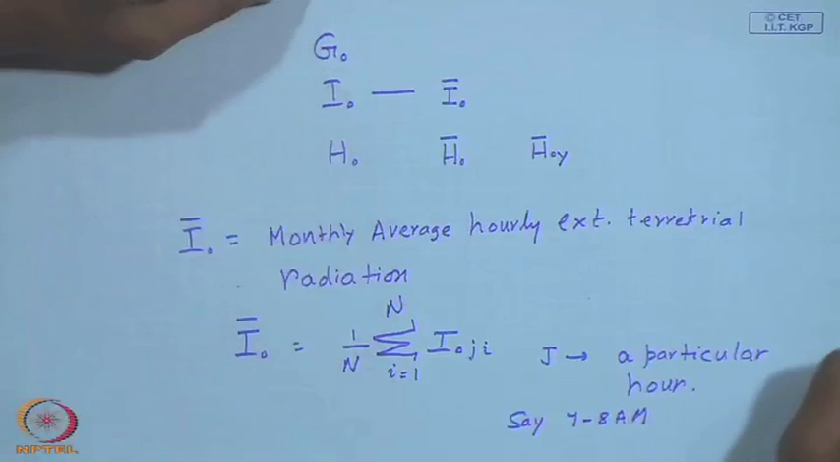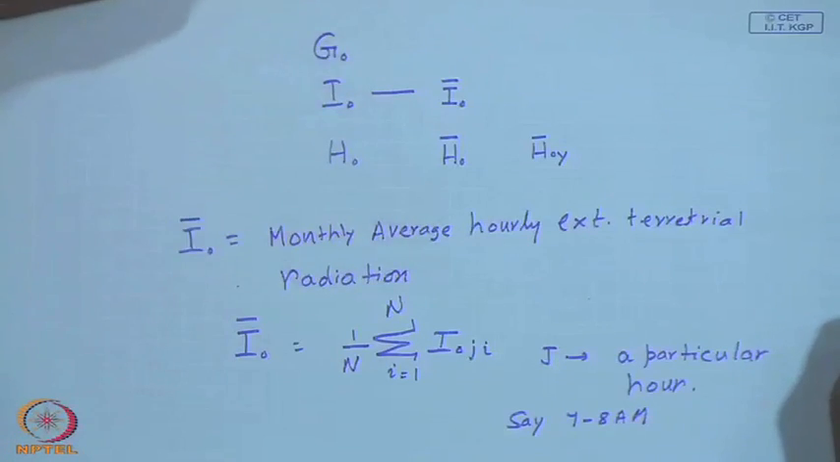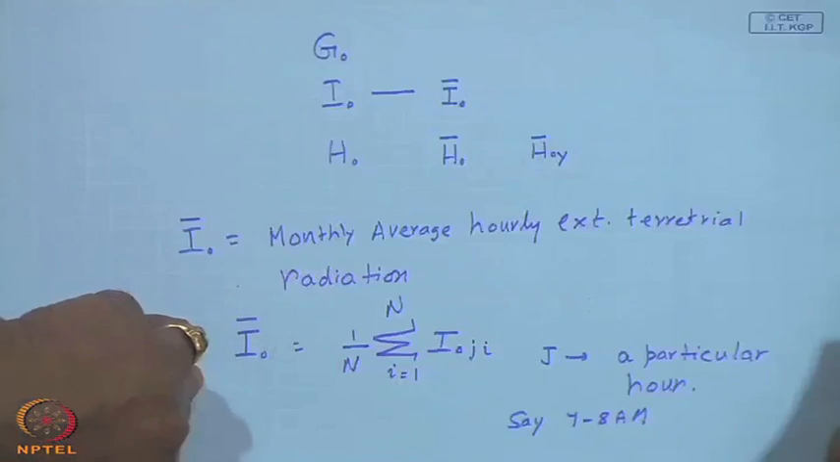so, it is the average of all the 30 days for a particular hour. It is not that a day's value is divided into the number of hours, but I take the extraterrestrial value from 7 to 8 of all the 30 days and then find out the average of that.